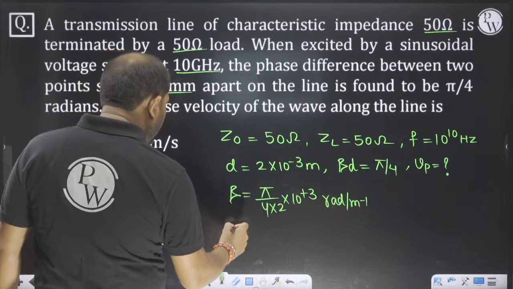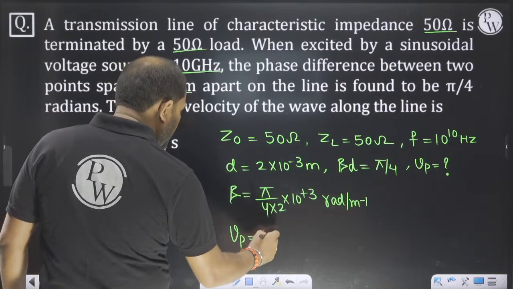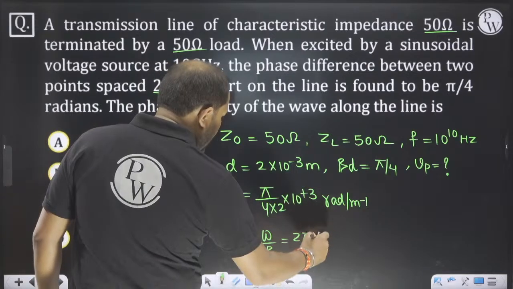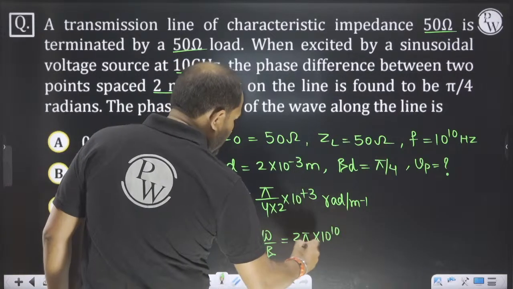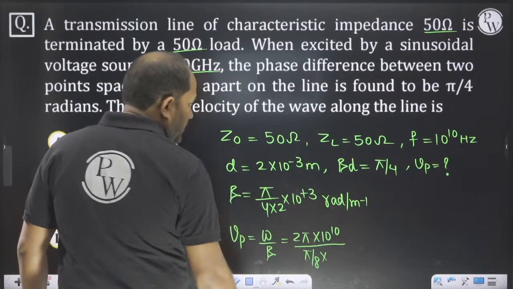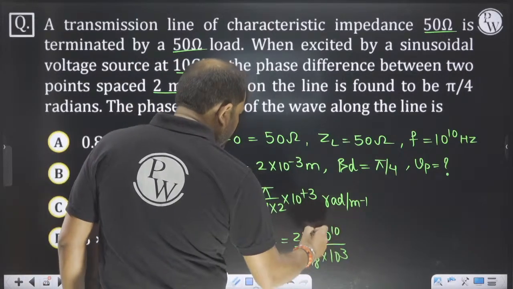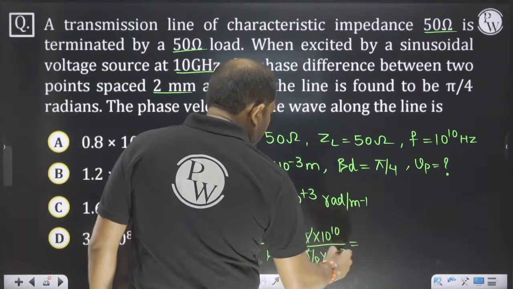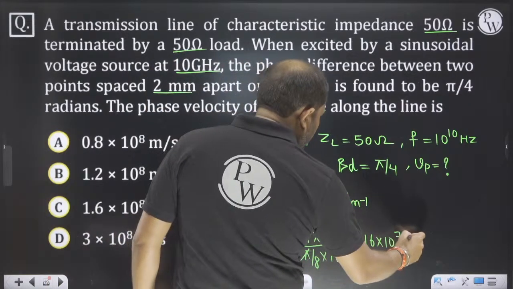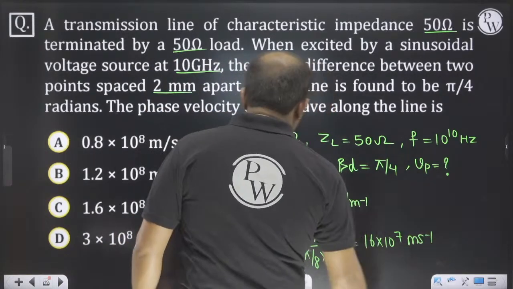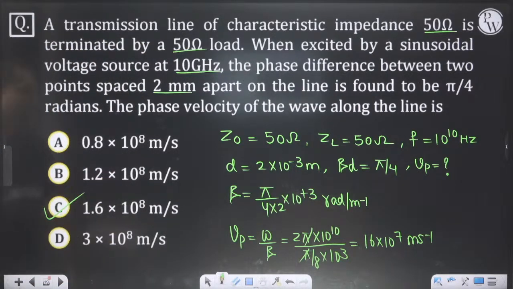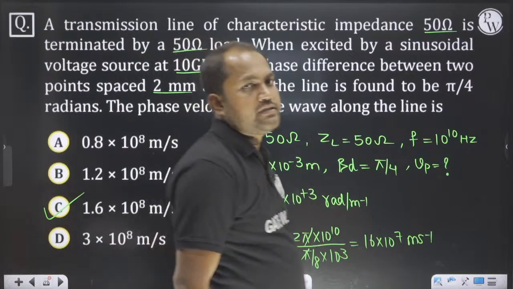Then we have what? Phase velocity, vp, is equal to omega by beta. Omega is 2 pi f, f is 10 to the power 10, and beta is pi by 8 into 10 to the power 3. So pi will be cancelled out. Our answer will be 16 into 10 to the power 7 meter per second, that is 1.6 into 10 to the power 8 meter per second. Our answer will be C.